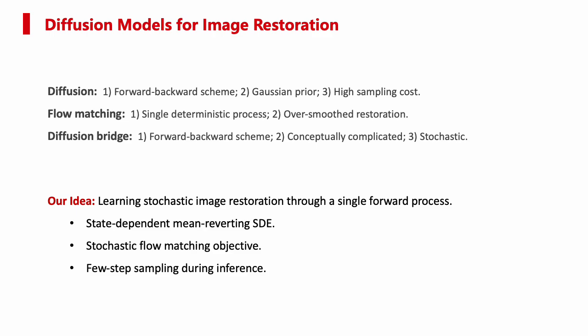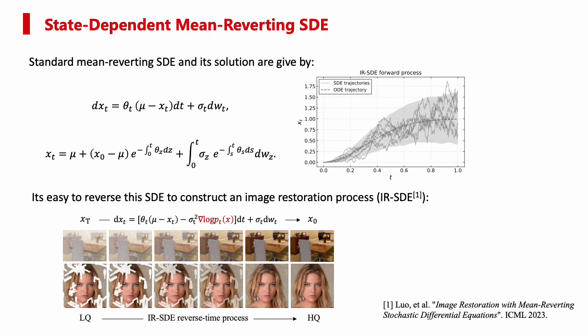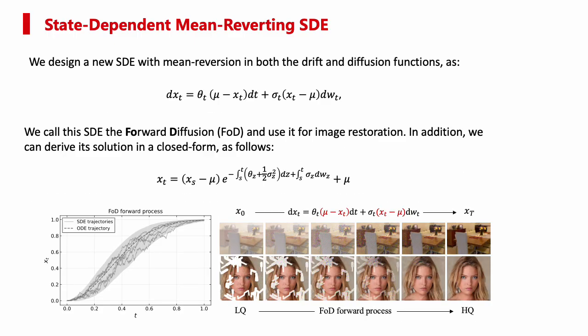enables few-step sampling. We start from the mean-reverting SDE, which contains a mean-reversion term, mu minus xt, in the drift function and has a closed-form solution. Reversing this process leads to an image restoration SDE. In this work, we further design a new SDE with mean reversion in both the drift and diffusion functions, and we can directly use it for image restoration without reversing. We can also obtain a closed-form solution for this SDE.